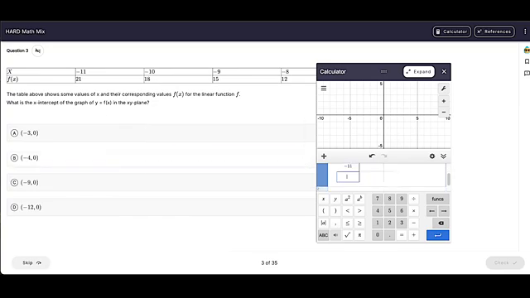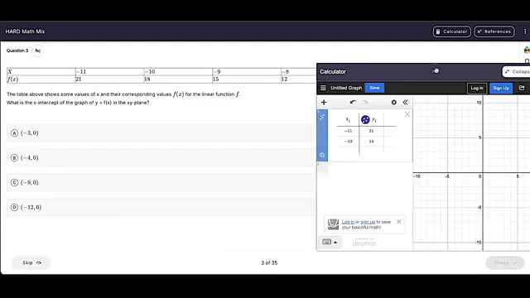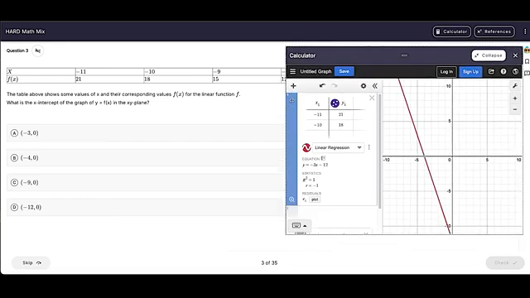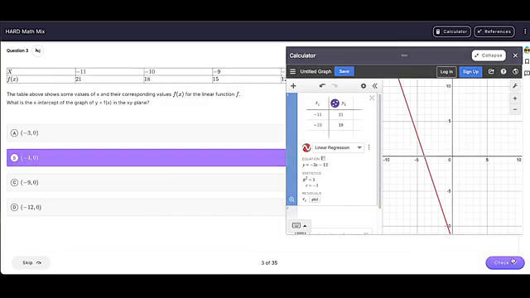-11, -10, 18, and 21. And then I'm going to hit this little guy right here. Let me expand so you can see better. I'm going to hit this little guy right here for linear regression. And boom, it gives us our line so we can visually see things that we're looking for. It also gives us the slope in case we're being asked about the slope. But in this case, it says, what is the x-intercept? X-intercept, -4, 0. That's our answer.